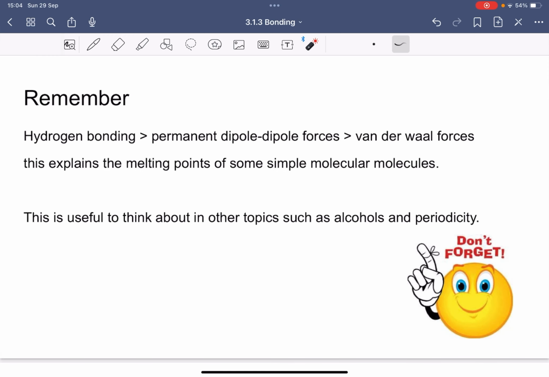Now, in most cases, hydrogen bonding is stronger than permanent dipole-dipole, and permanent dipole is stronger than van der Waals. We can use this to explain the melting points of some simple molecular molecules. This is really useful to think about in other topics such as alcohols and periodicity. Just remember, this is a general rule, so there are some instances where another factor has a bigger effect than one of these forces.